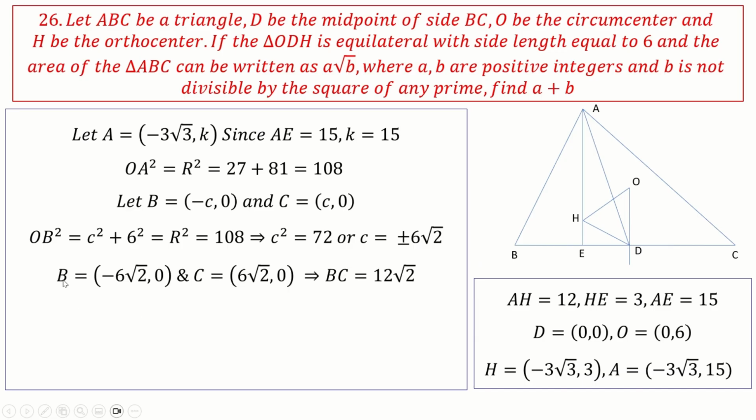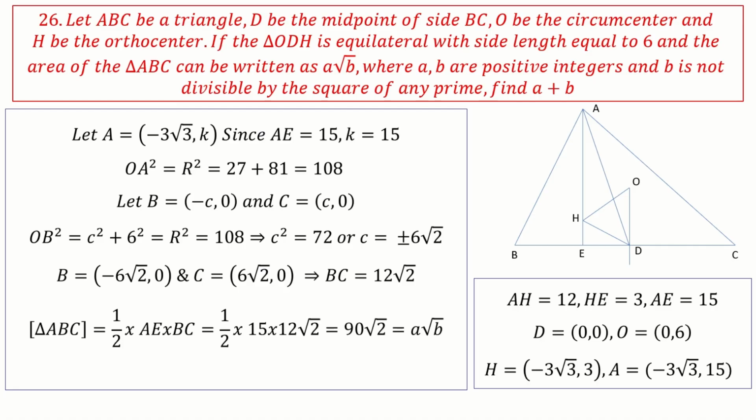So you have your B, you have your C. BC is nothing but 12 root 2. Now you have all the values required to calculate the area of the triangle. The area is half into AE into BC, which is 90 root 2. That is in the form of A root B, so A is 90, B is 2, so A plus B is 92.